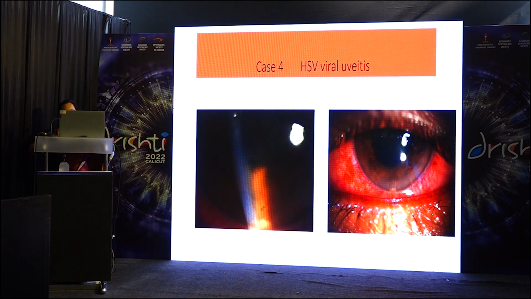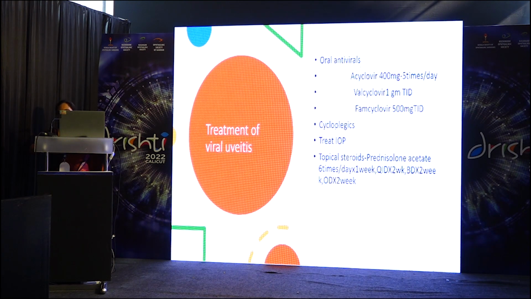Now, this is another lady who presented with a hypopyon with a little amount of blood-streaked hypopyon. So, this was a case of HSV viral uveitis. Now, what is the treatment of herpetic viral uveitis? Basically, it's oral antivirals. We have your acyclovir, 400 milligrams 5 times per day, along with your cycloplegics and topical steroids, and you have to also treat the intraocular pressures.